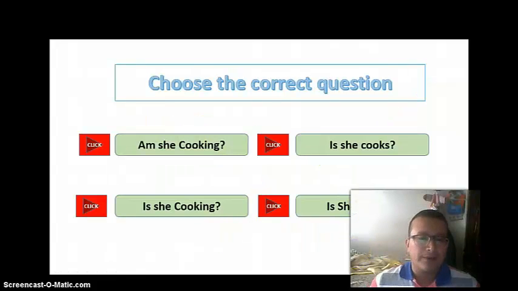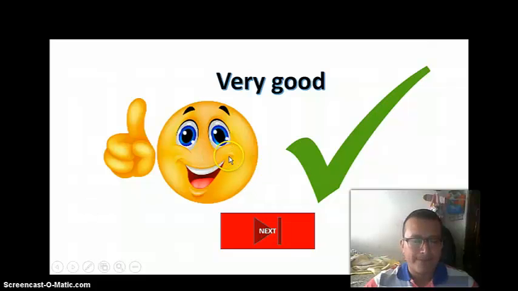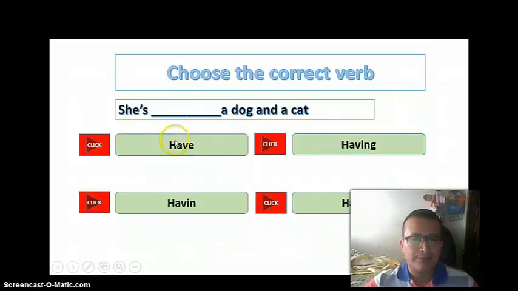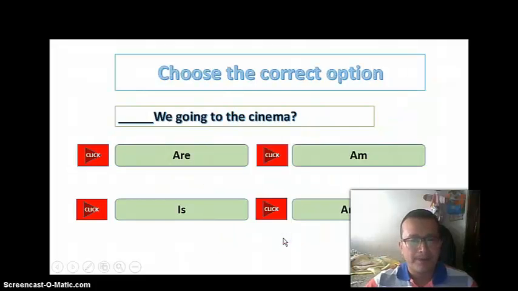Choose the correct question. Am she cooking? Is she cook? Is she cooking? Okay. The student must analyze the correct question. Here, choose the correct verb. She's, have, having, hasn't. The correct is this. Okay. The following, choose the correct option.